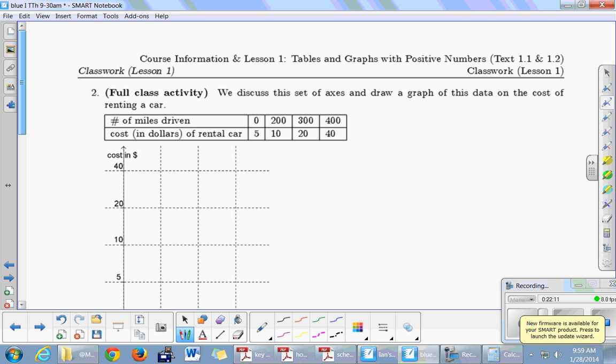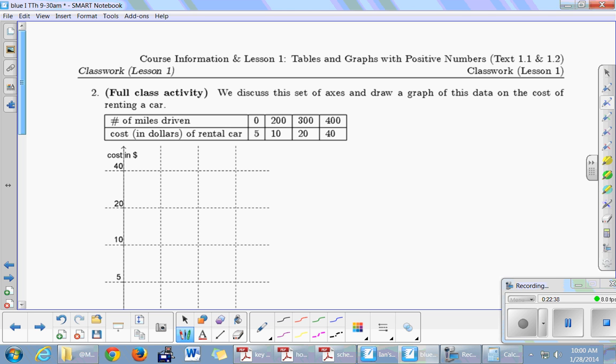Okay, and yes, at the top of page 10. Yeah, next page. We'll get you to read for us right up there, please. All right. Did we discuss? Yes. We discussed the set of axes and drawing graph. This data on the cost of renting a car. Okay, so there's some information in a table. Let's take a few moments to process what's going on here.